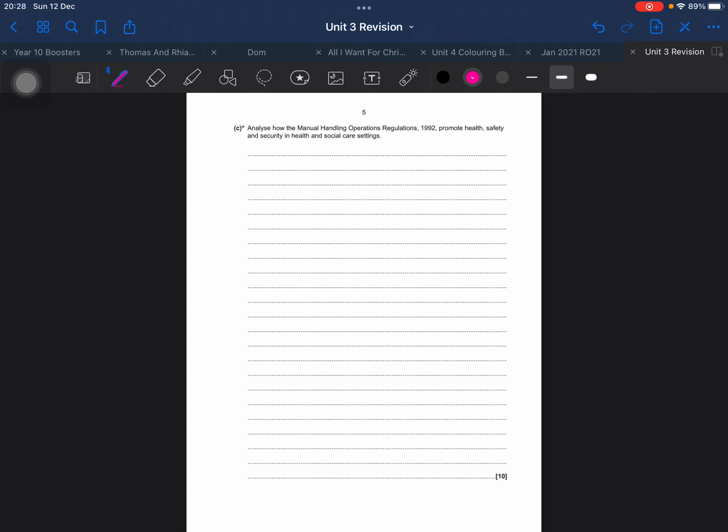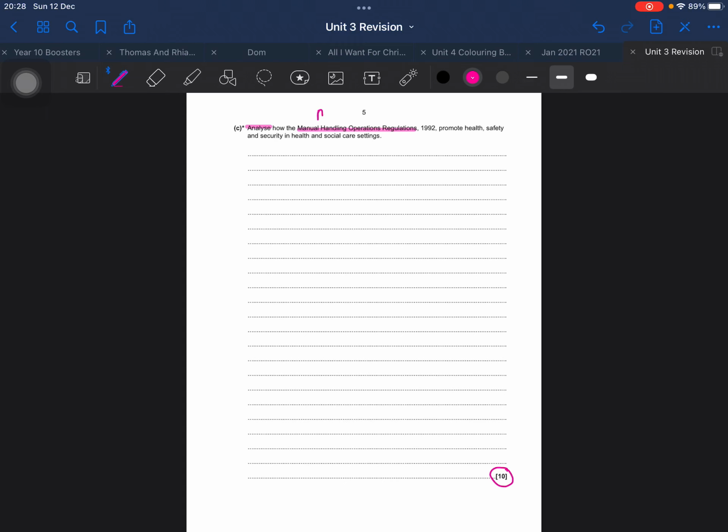Part C, and this one again is another 10-mark question. So here we've been given a piece of legislation, Manual Handling Operations Regulations from 1992. We have to analyse how these regulations promote health, safety and security in a health and social care setting. Okay, so again, level 3 is 8 to 10 marks. Level 2, 4 to 7 marks. Level 1, 1 to 3 marks.